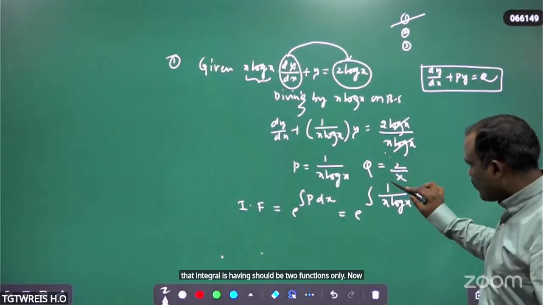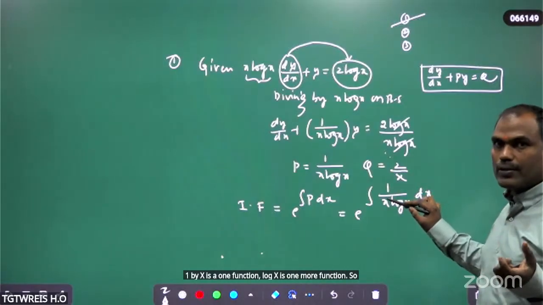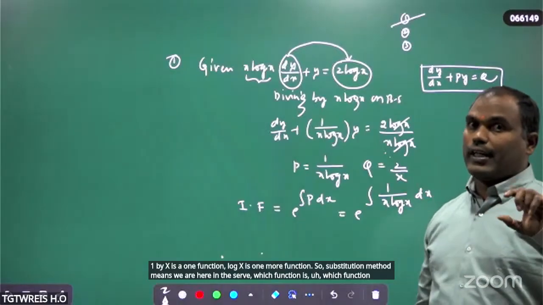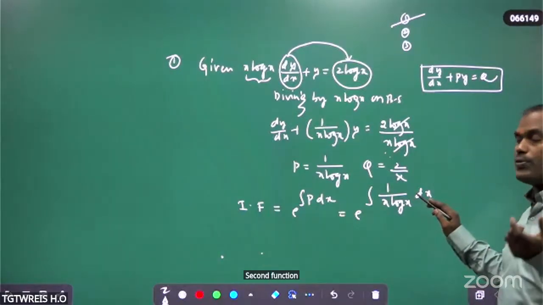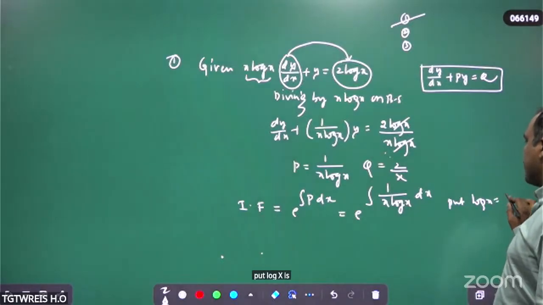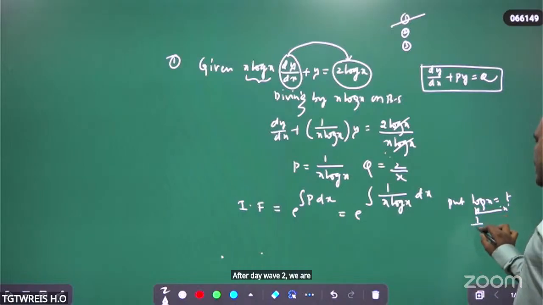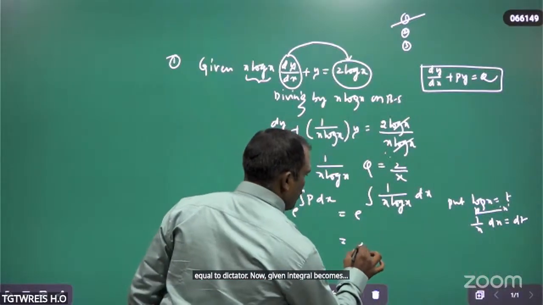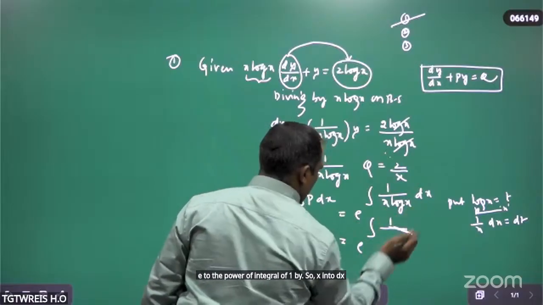Now observe here. 1 by x is one function, log x is one more function. So in the substitution method, we take one function as t, and after its derivative we get the second function. Now I am taking, put log x is equal to t. After derivative we get 1 by x into dx equal to dt. Now the given integral becomes e to the power of integral of 1 by x into dx, so listen carefully.